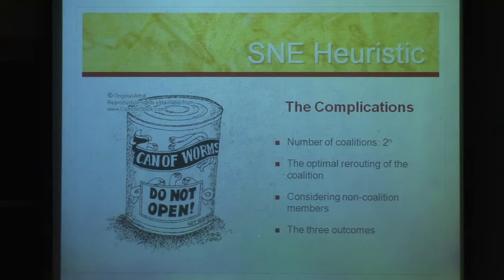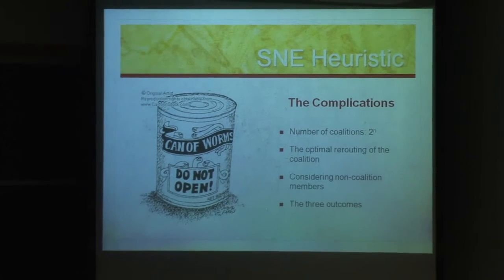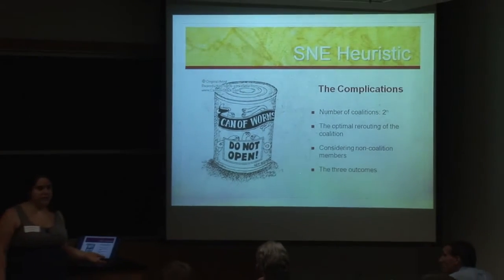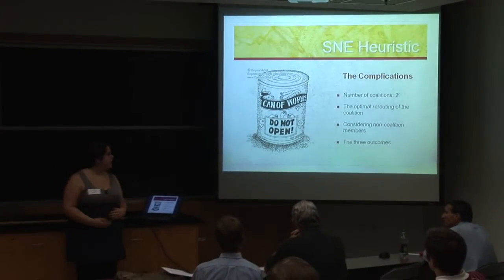The second thing is the optimal rerouting of the coalition. When we say, coalition, do you want to move? Can you reroute in a better way? We're using pre-existing heuristics to do this. And since those are only heuristics in and of themselves, this can only be a heuristic.